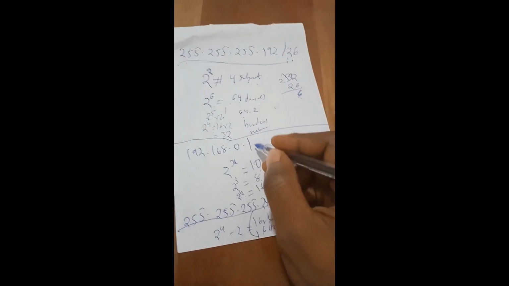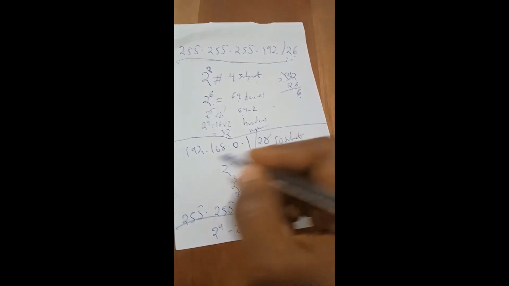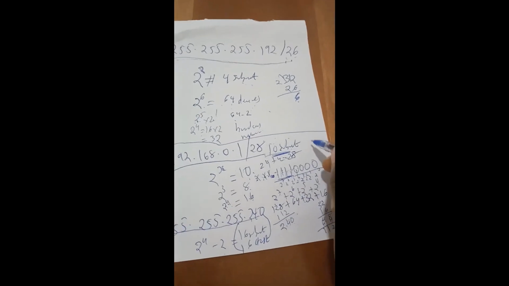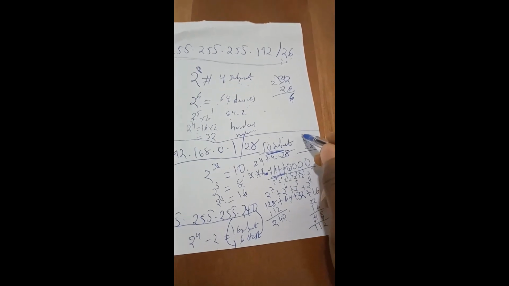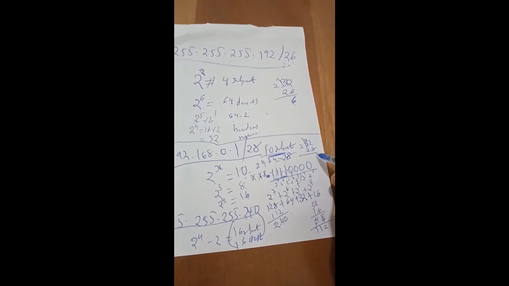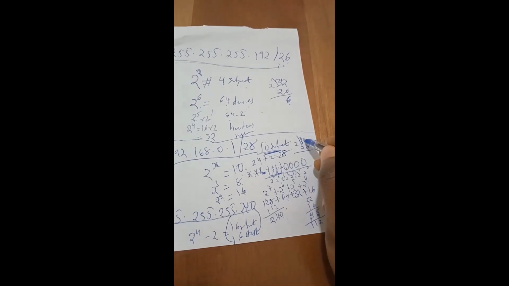So our network length is now 28. This is the CIDR notation that we've just looked at. If you still doubt, if you do 32 minus 28, the number of bits left is for the host. So you just do 2 to the power of that. What plus what will give you 12?